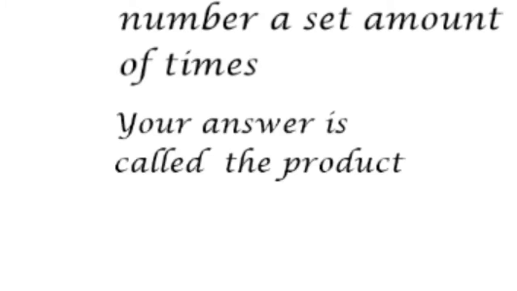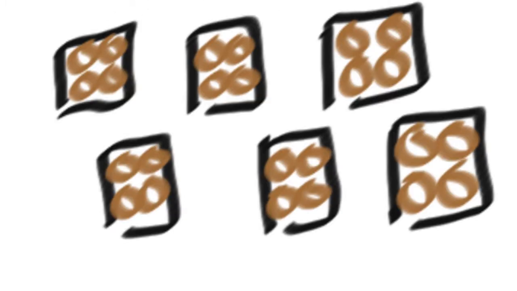The multiplication operation is denoted by the x or a small dot. Both of those will tell us multiplication. Looking at an example, let's think about having 6 boxes of 4 Cinnabons each. Rather than count out all the Cinnabons, we might think, well, I'm just going to add 4 together 6 times. 6 times 4 is going to give me 24.